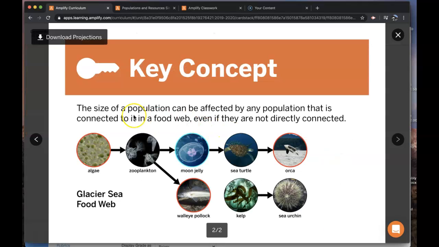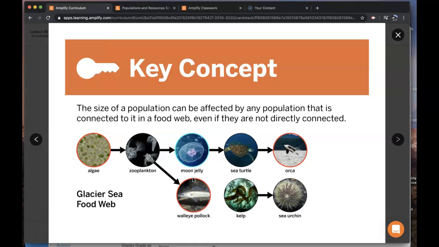And that says that the size of a population can be affected by any population that is connected to it in the food web, even if they are not directly connected. So it doesn't matter where they are. If they're not directly connected, they still can have an impact on each other.